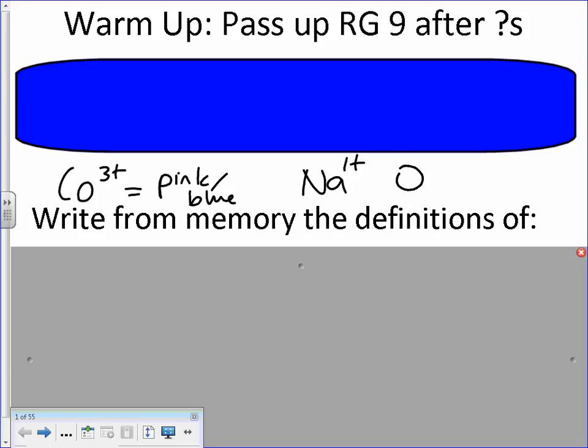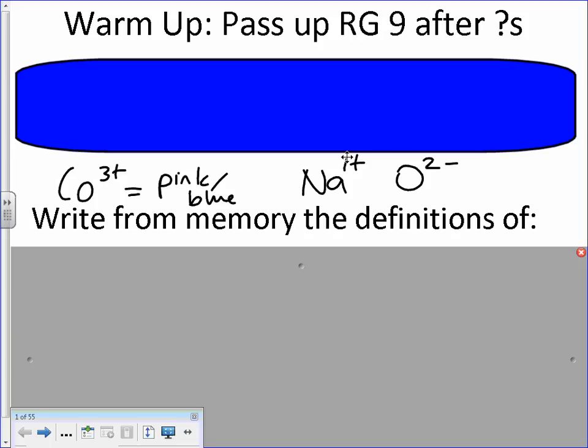Okay, group 1 gets a positive 1 charge. What group is oxygen in? Group 6. How many valence electrons does group 6 have? 6. Is it easier for it to lose 6 or gain 2? So what's its charge? 2 negative, right? So you gained 2.